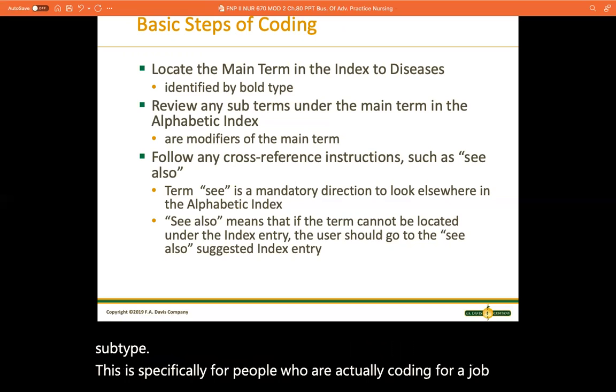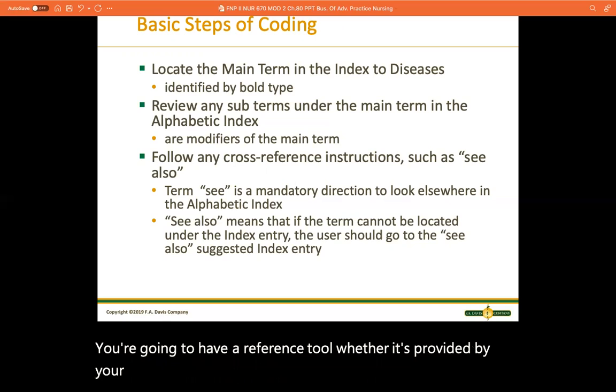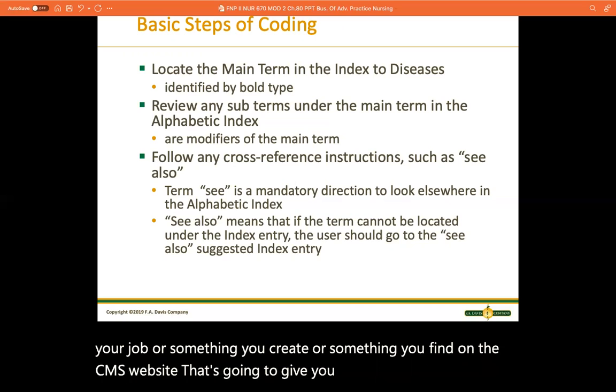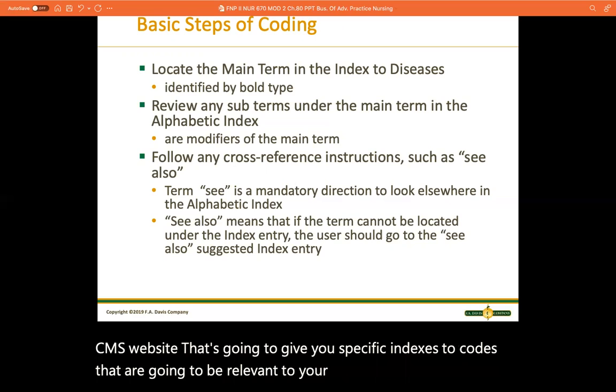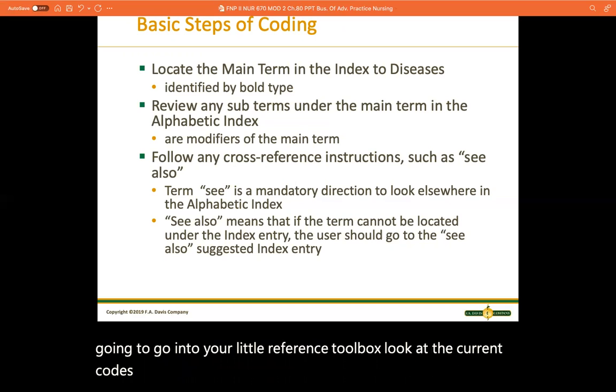You're going to have a reference tool, whether it's provided by your job, something you create, or something you find on the CMS website, that's going to give you specific indexes to codes that are relevant to your particular practice. So you're going to go into your little reference toolbox, look at the current codes based on the diagnosis you're looking at, and then you're going to use that code.